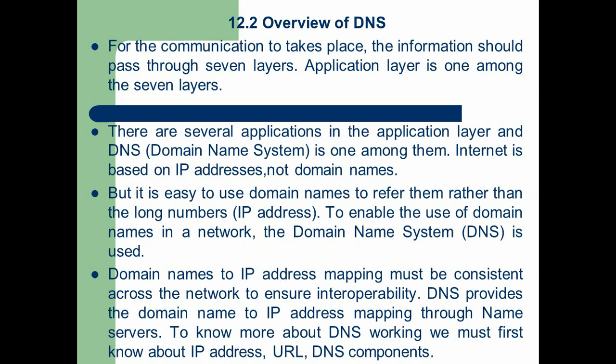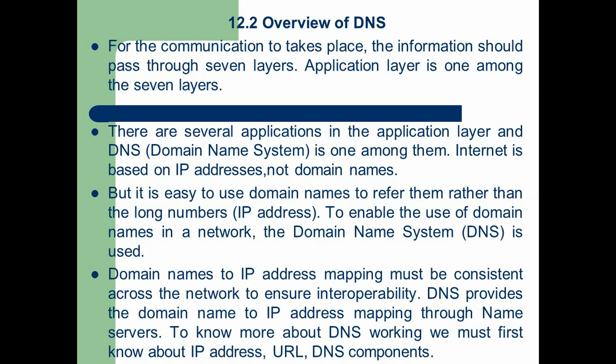Next, what is the DNS? For communication to take place, the information should pass through seven layers, which we discussed in the previous chapter, the OSI layers, where the application layer plays an important role among the seven layers. There are several applications in the application layer, and DNS is one of them. So DNS is a software or system which is processed in the application layer of the OSI layers.